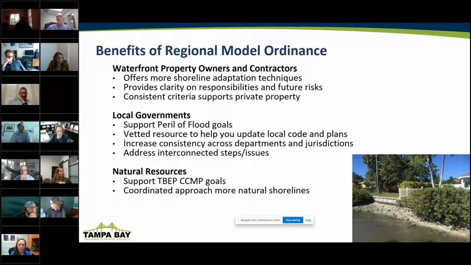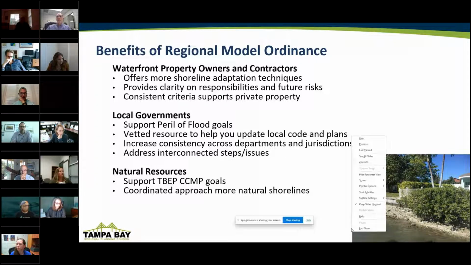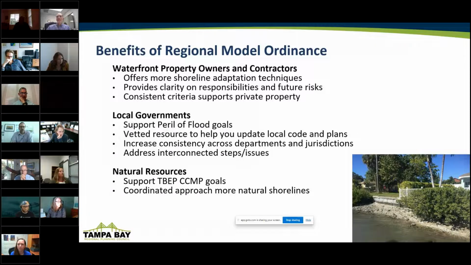Sorry, I'm clicking on the wrong buttons here. All right, I have too many monitors.